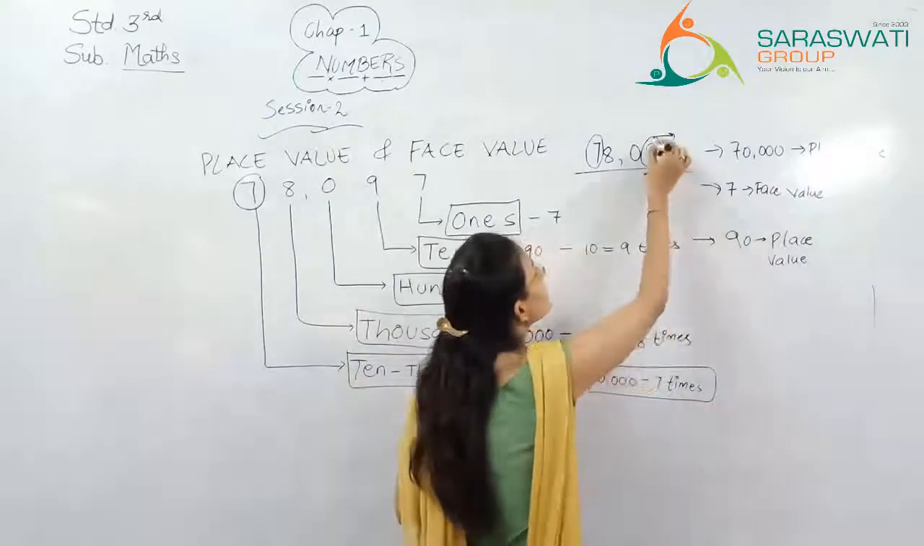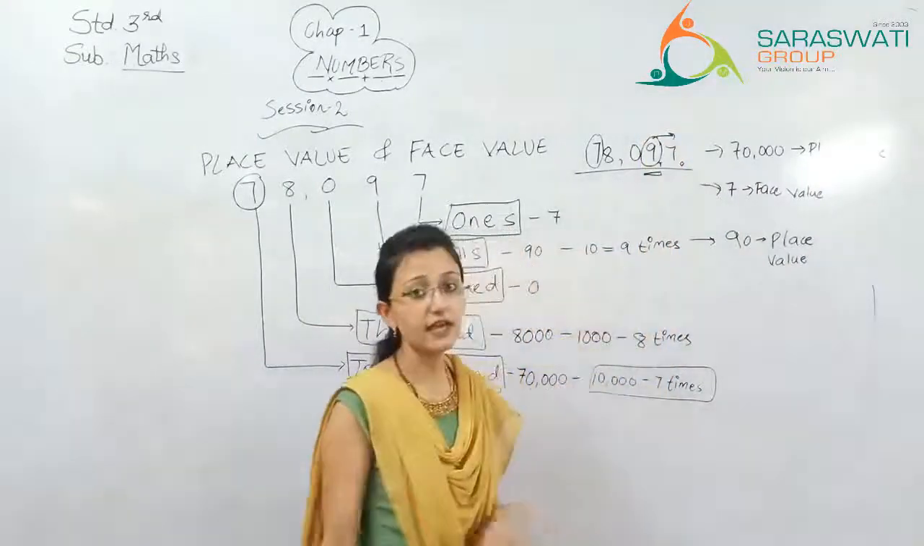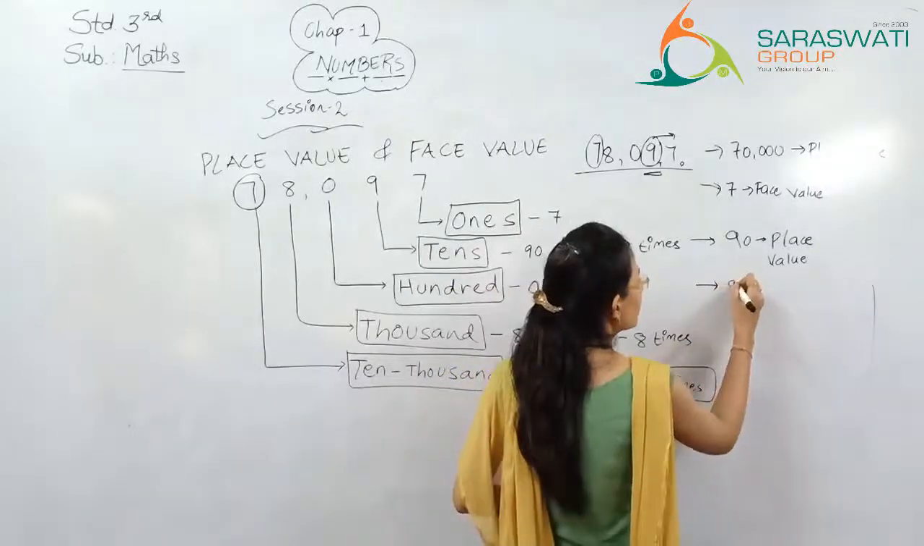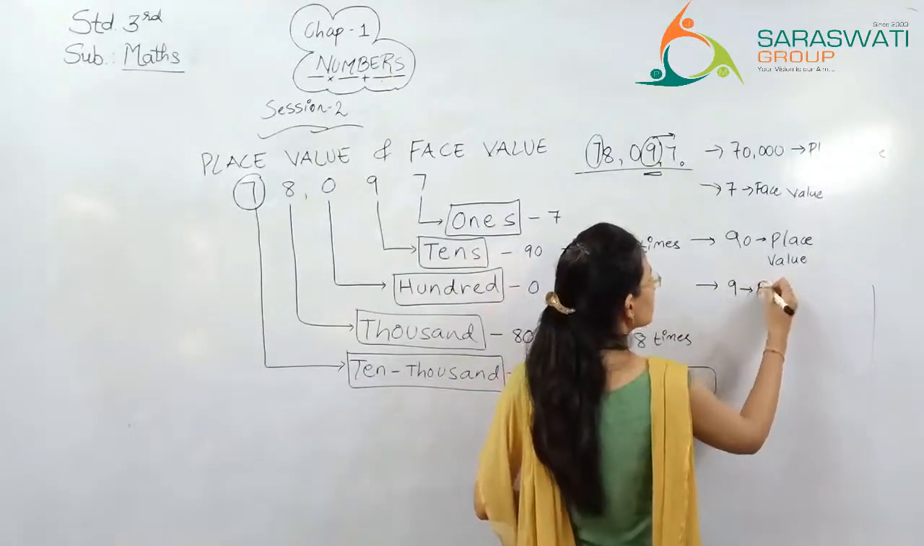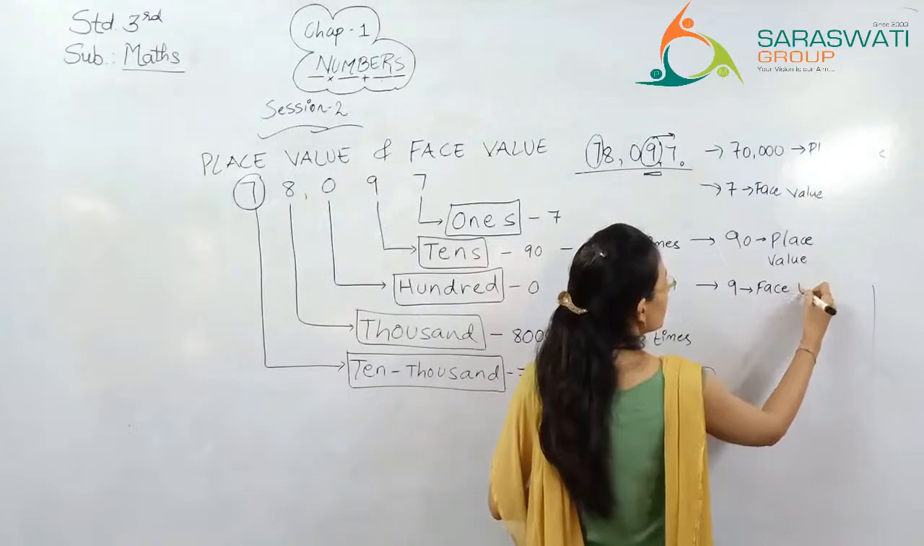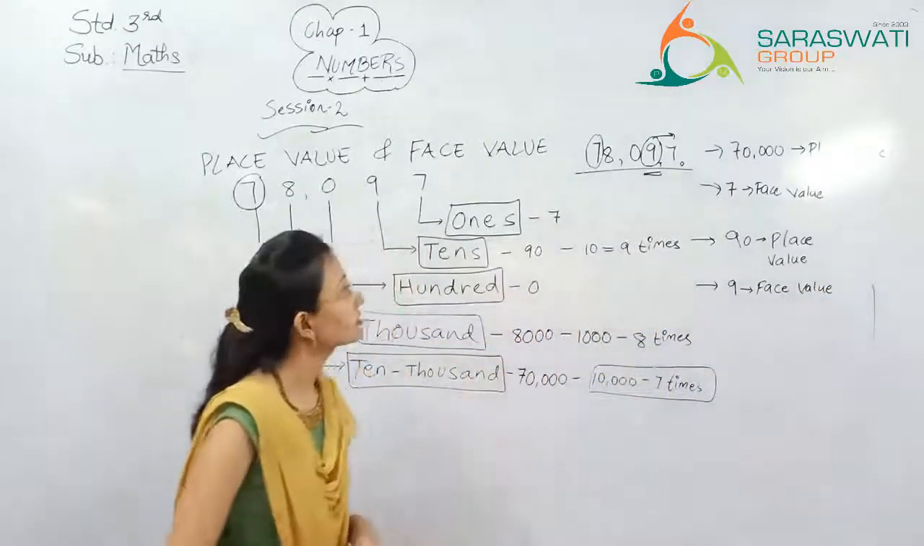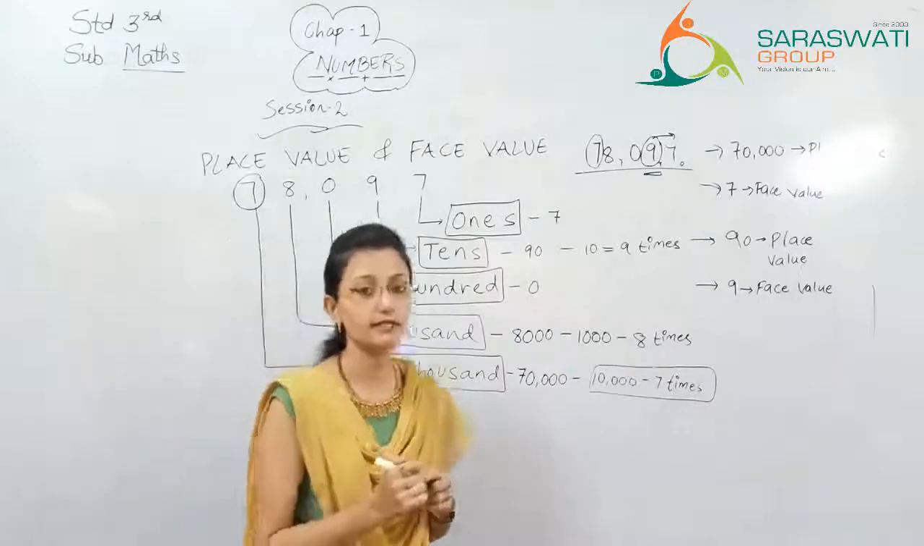And over here, if you want to write the face value of the same number, then you have to write the number itself because it represents its name of the number, means 9, and the place value is 90.